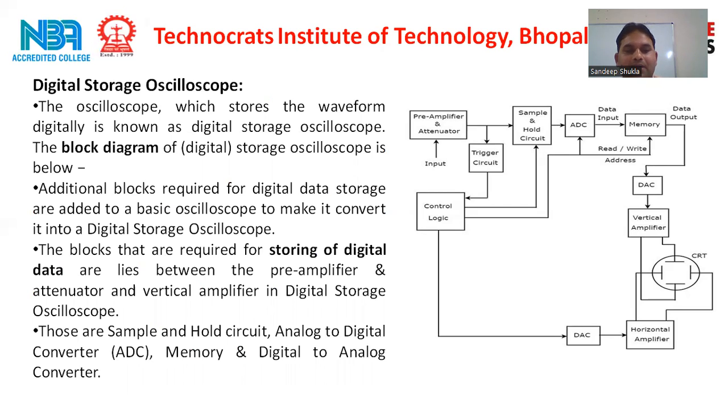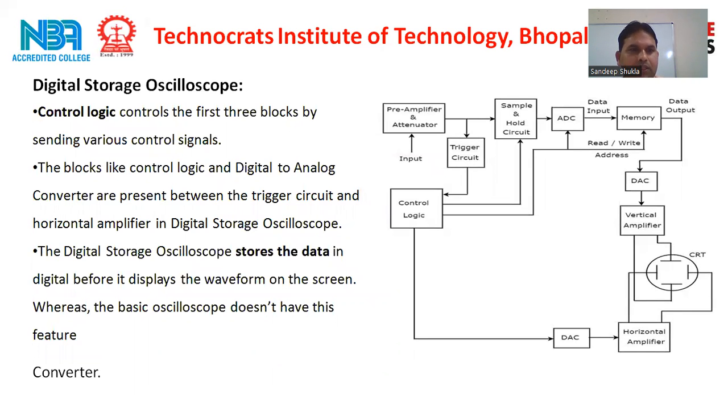Those are the sample and hold circuit, A to D converter, memory, and D to A converter. The control logic controls the first three blocks by sending various controls. These blocks, like control logic and digital to analog converter, are present between the trigger circuit and horizontal amplifier in DSO. The DSO stores the data in digital form before it displays the waveform on the screen, whereas the basic oscilloscope does not have this feature.